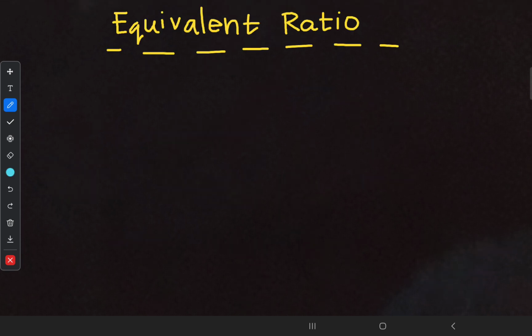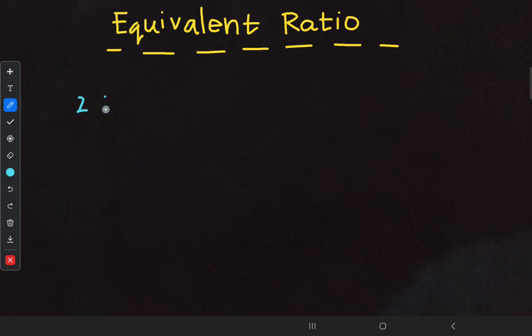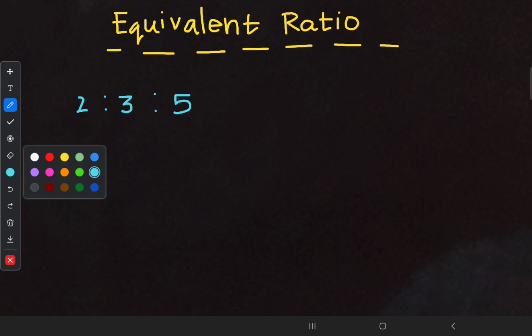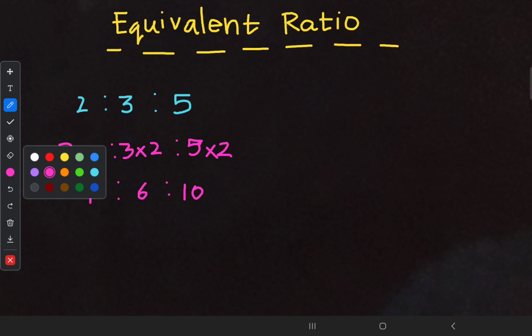To find an equivalent ratio, here I'll give you 2 is to 3 is to 5. Okay, there is a ratio 2 is to 3 is to 5. To find its equivalent ratio, you can select any numbers, as you wish. Here I'll multiply all the numbers by 2. All the quantities multiplied by 2 will give you 4 is to 6 is to 10. This is one of the equivalent ratios for the given ratio.